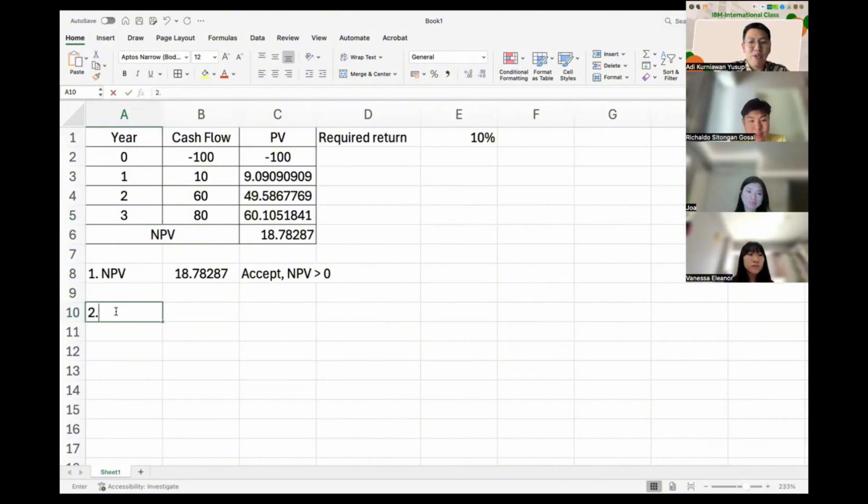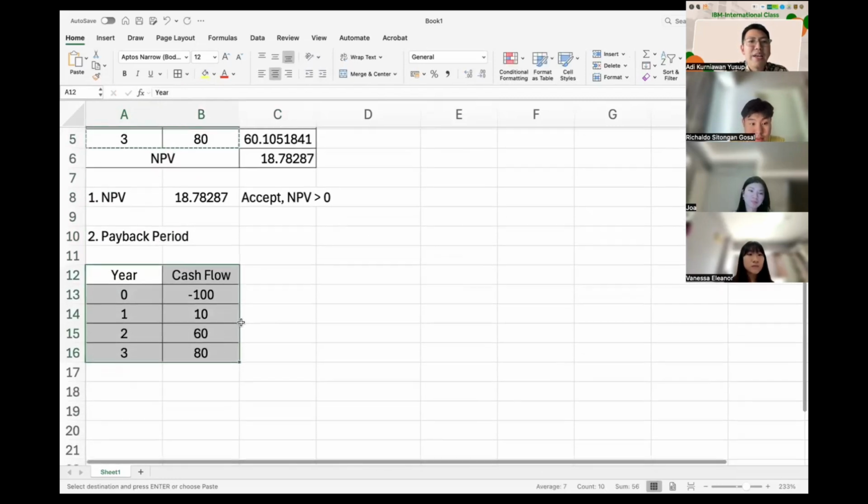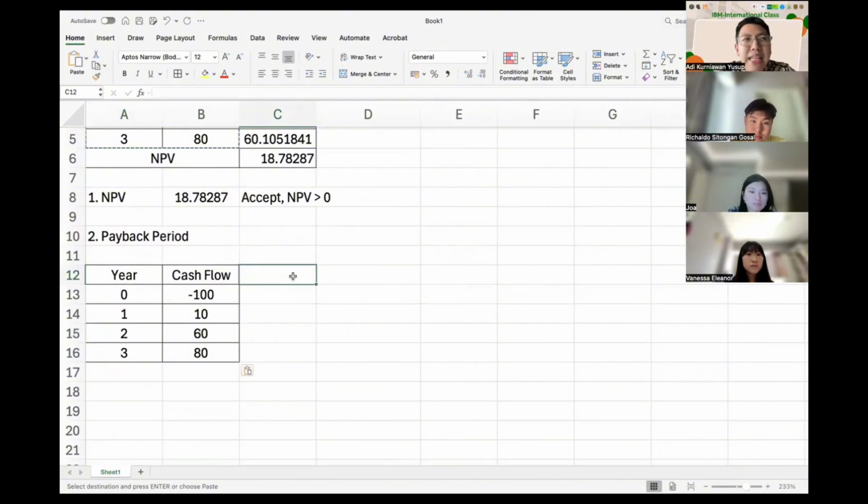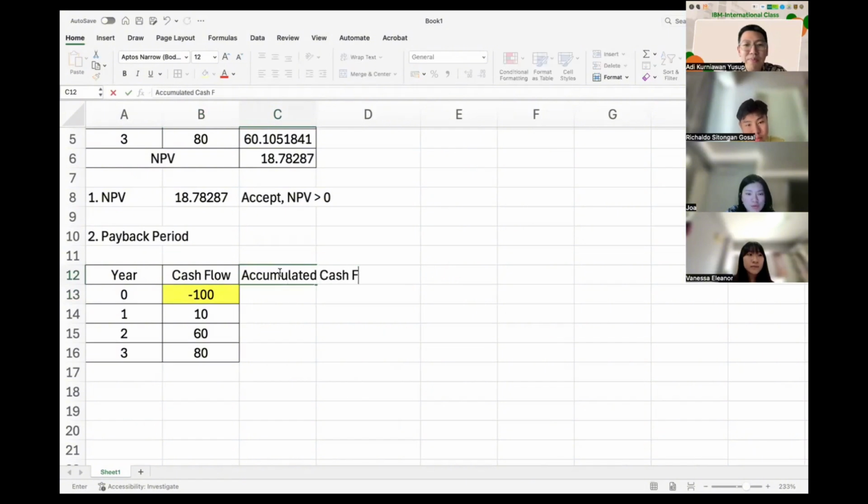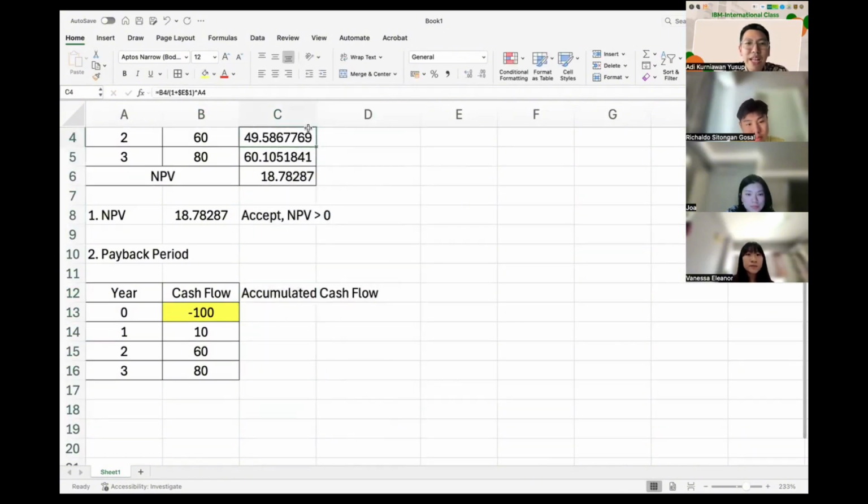I will copy here, payback period. So guys, payback period is the time for you to return the initial capital. The initial capital is 100, right? Because in year 0, you spend 100. In which year exactly is your initial capital returned? Simply, you can find the accumulated cash flow.